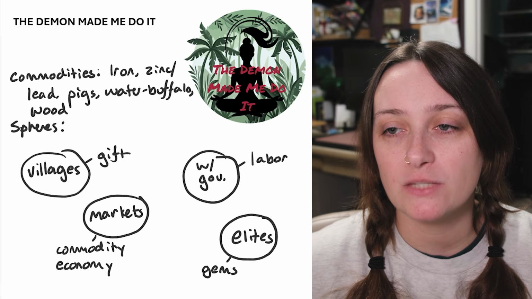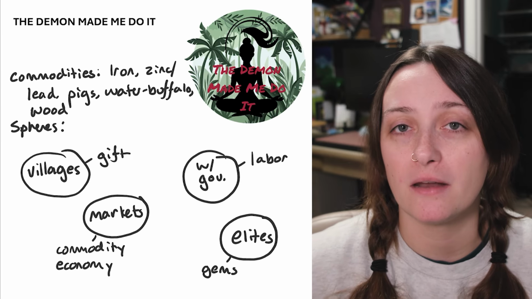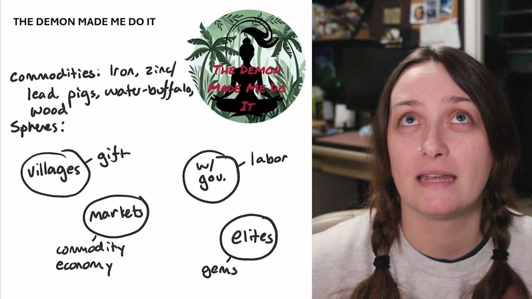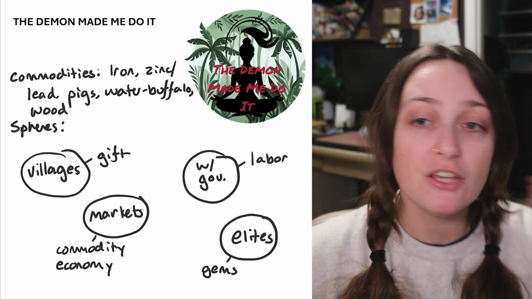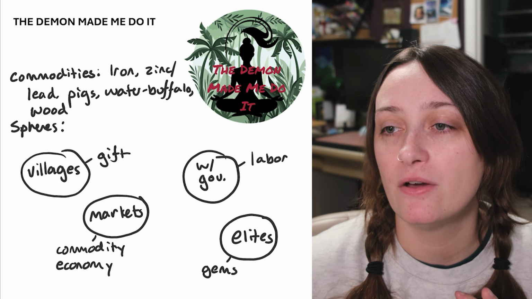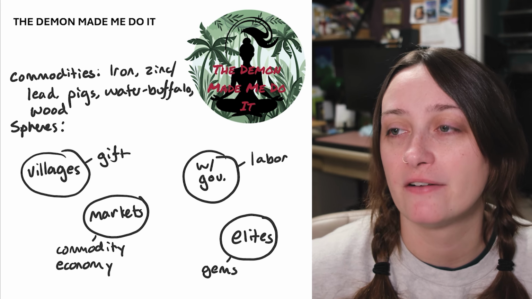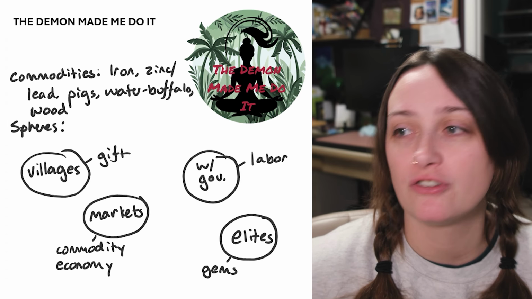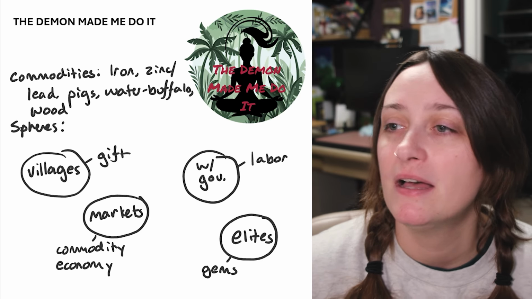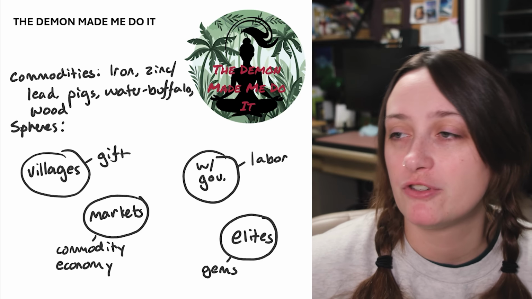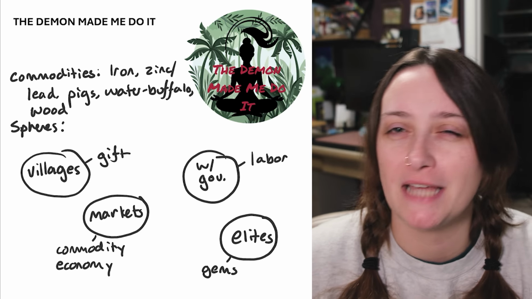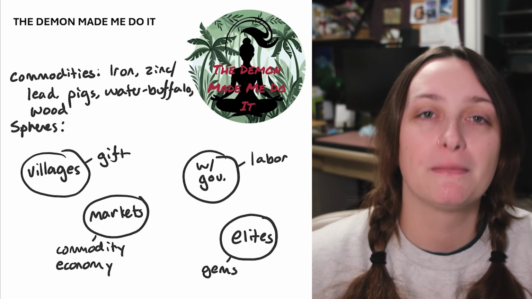Getting into the markets, which would probably have a commodity economy, probably with a very well regulated and established unit of account. And then with the government, they're going to have labor, where the government will provide people with services in exchange for required labor. And then the elites are probably going to trade with gems carried over from their previous location, which they migrated down from, for symbolic things, right?